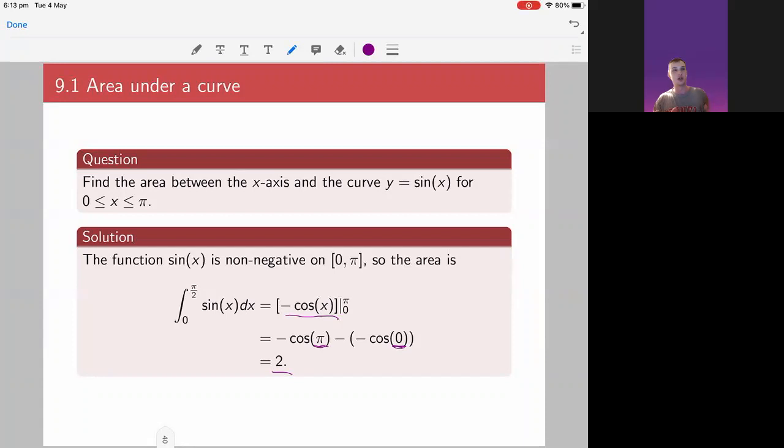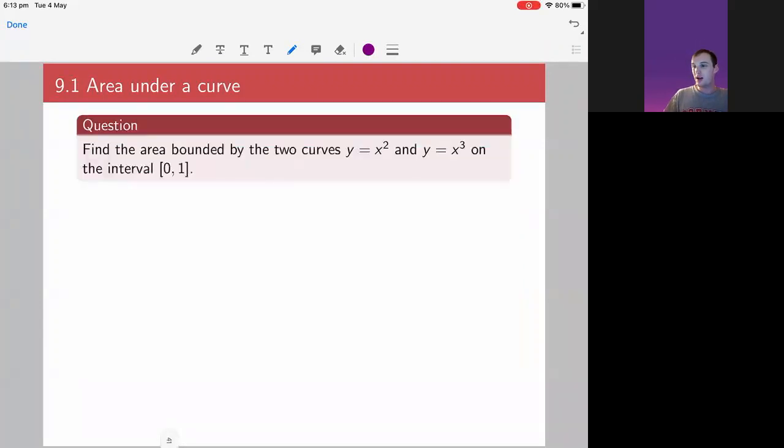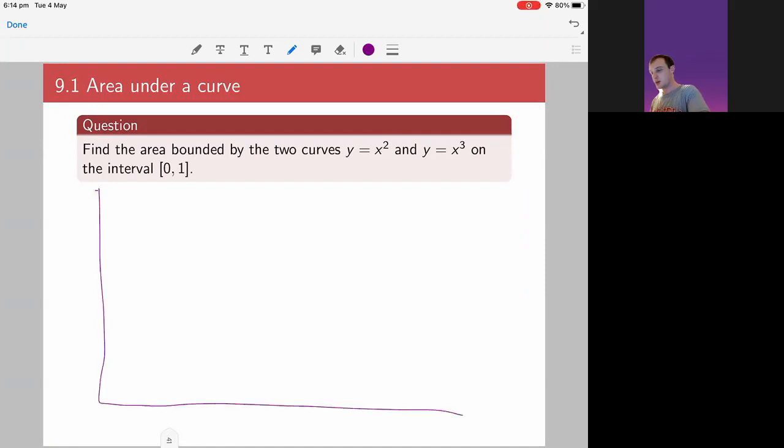Now on to a slightly trickier area underneath the curve question, one we haven't really looked at before. Find the area bounded by the two curves y equals x squared and y equals x cubed on the interval 0 up to 1. So let me try and give you a graph of what's going on here. Both the x squared and the x cubed functions start at 0 and end at 1. But for numbers less than 1, the cube function makes them even smaller.